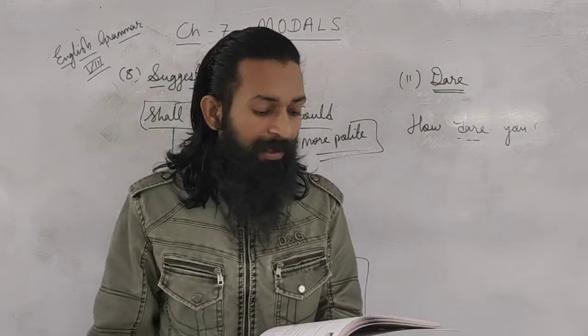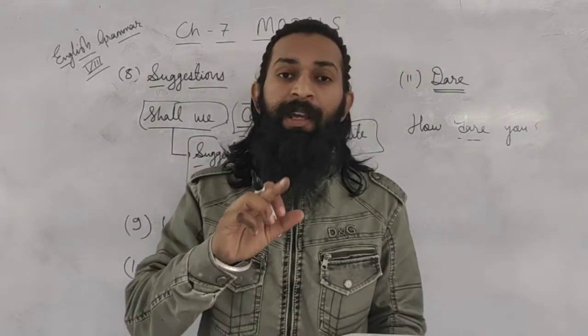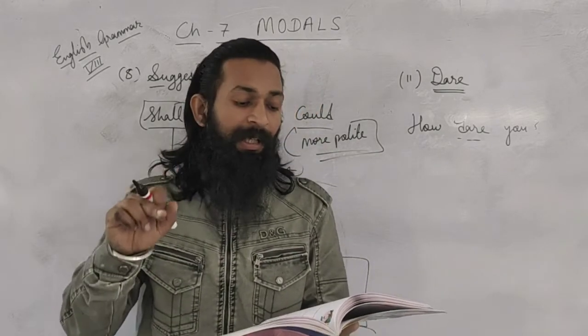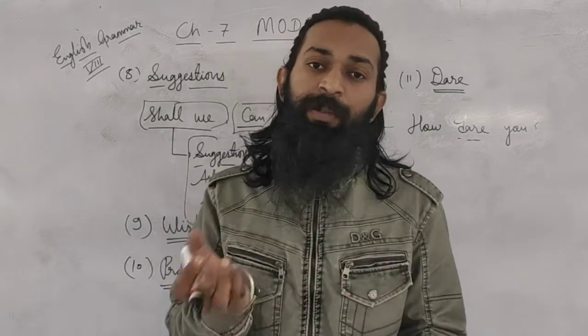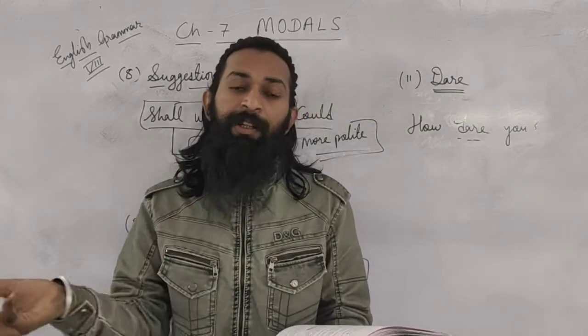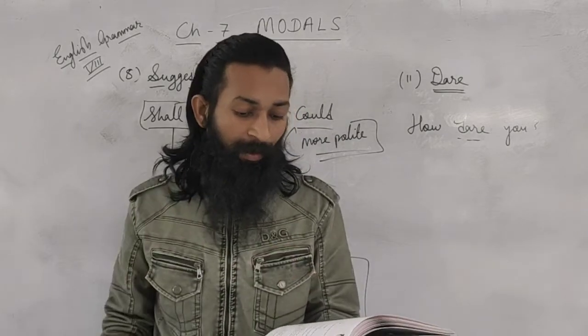Third is possibility and ability, which I already explained. Can is used for present possibility, present ability, present capacity and that type of thing, and could is used for the past only. And be able to is the same here, you can use it instead of can.